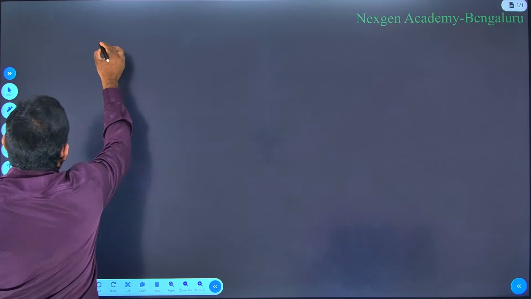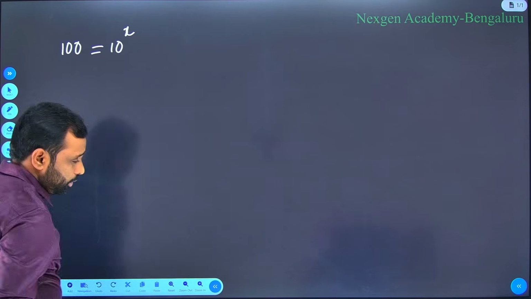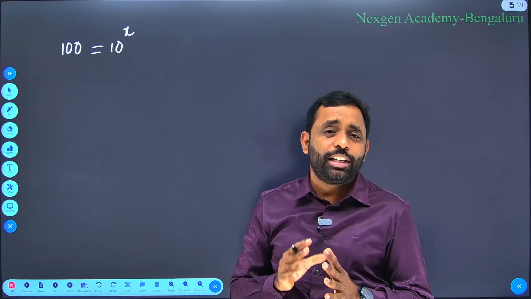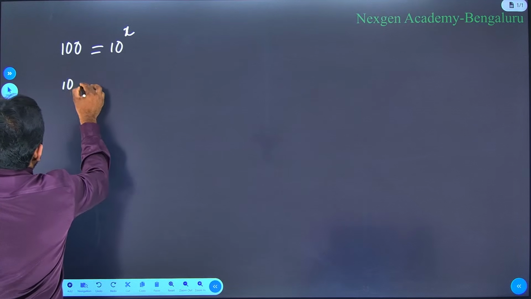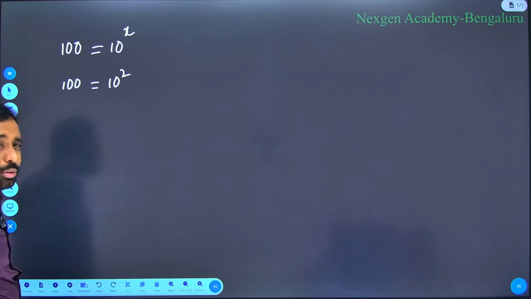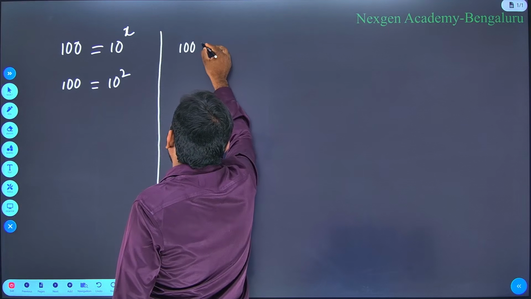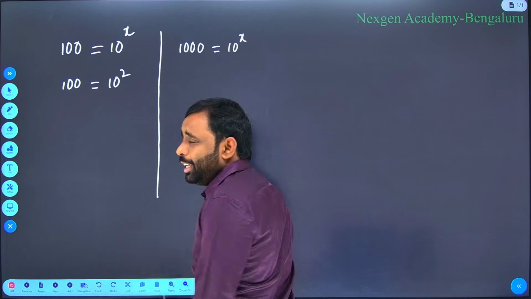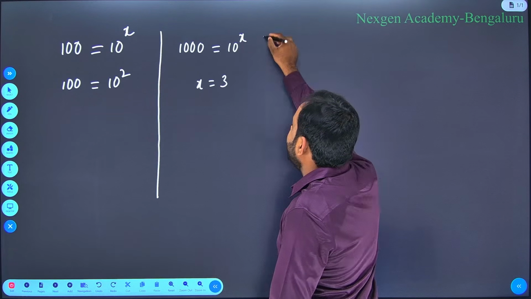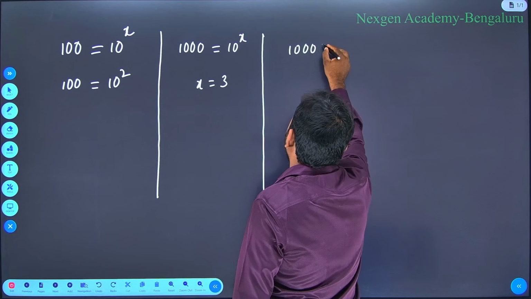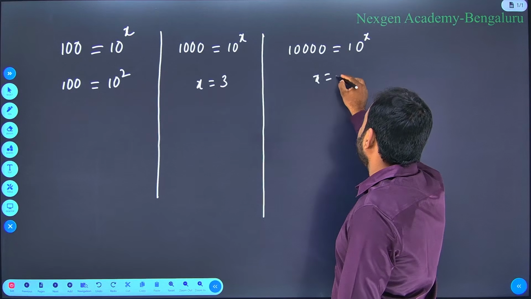Log is something like, for example, if you wanted to write 100 as 10 to the power of some x, 100 you wanted to represent as 10 to the power of some exponent x. So how to write it? What is x here? Here 100 is nothing but 10 to the power of 2. It's easy. 10 to the power of 2 is nothing but 100. Yes. If you wanted to write 1000 as 10 to the power of some x, what is x here? x is 3. Let us see, 10,000 is there. How will you write 10,000 as 10 to the power of x? What is x here? x is equal to 4.